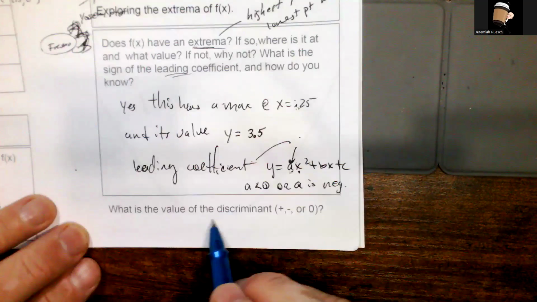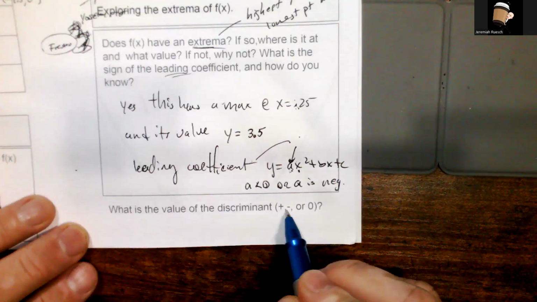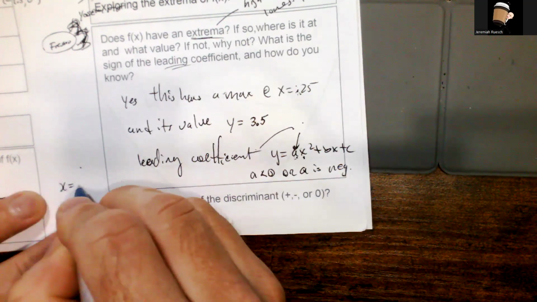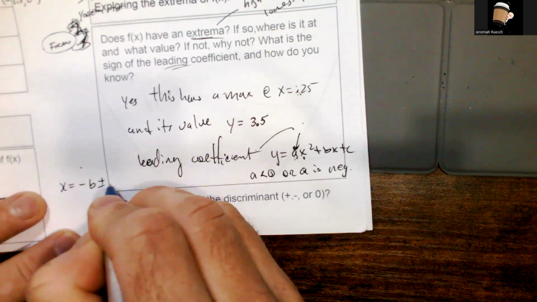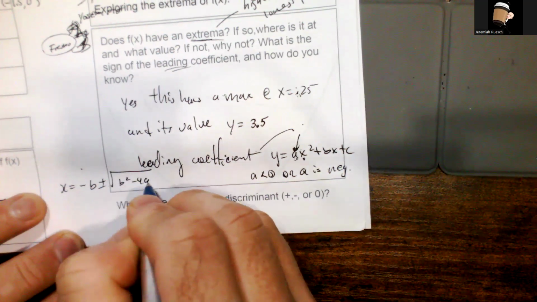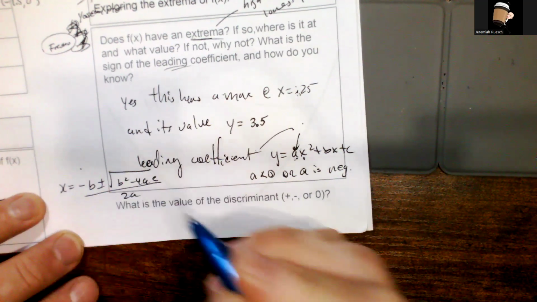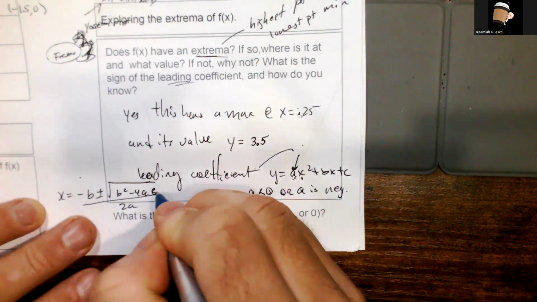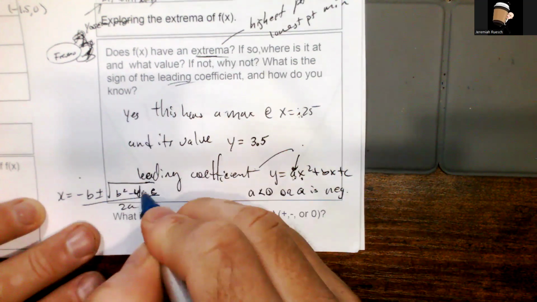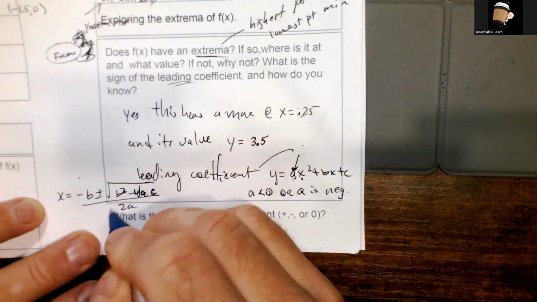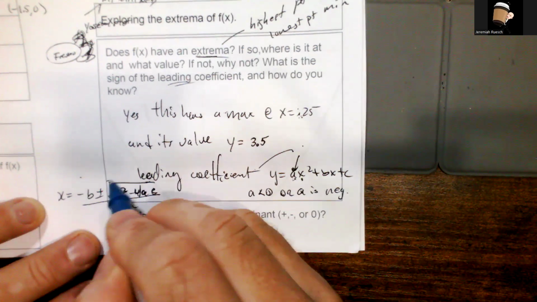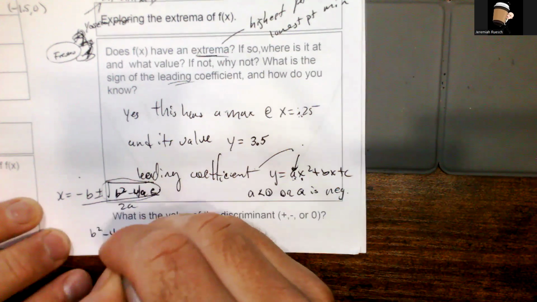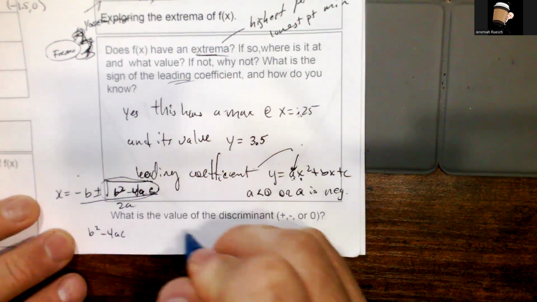And then what is the value of the discriminant? Is it positive, negative, or 0? Well, if you remember the quadratic formula, x equals negative b plus or minus the square root of b squared minus 4ac, all over 2a. If that brings back some vague tinglings of your brain, the quadratic formula has within it, underneath this radical here, that b squared minus 4ac. That's what is called the discriminant.